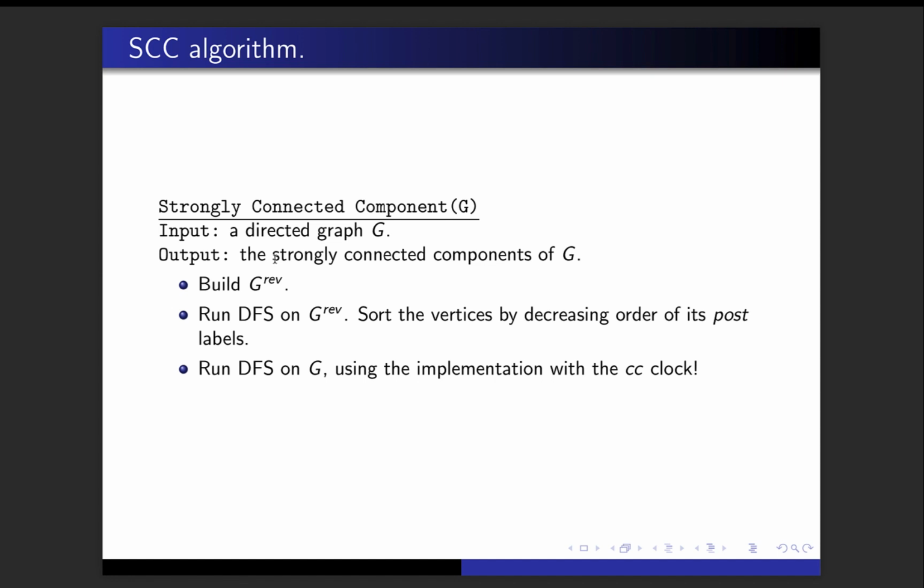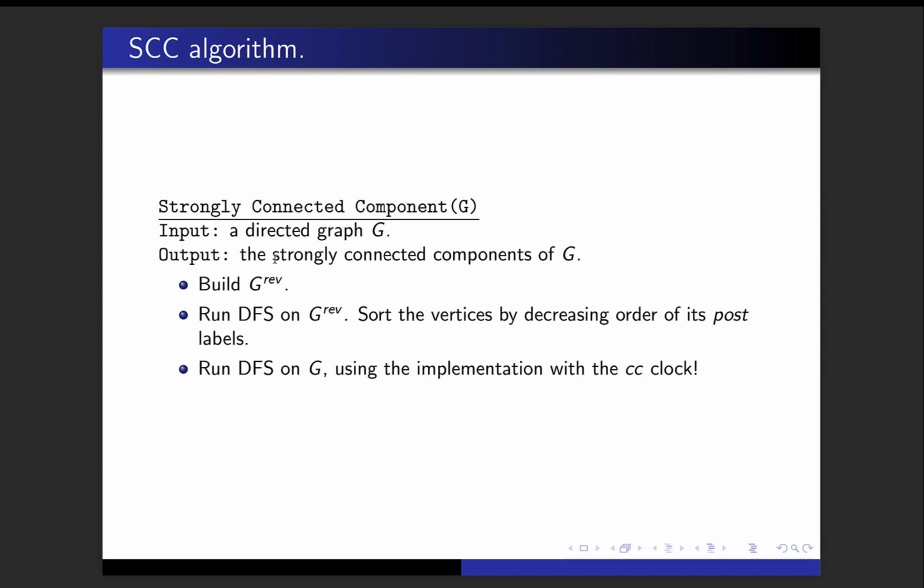Now we run DFS on G. That means that I'm going to start exploring from the highest post labeled vertex. Just as I told you before, this is in the sink component, so I will first explore that component. Only when I am done exploring that component, I will jump to the next vertex, which I know now lies in, well, the one before the sink component, which is kind of a new sink component. And I will run explore from there and I will discover the new component. And then I keep doing this until I have correctly labeled all the components.